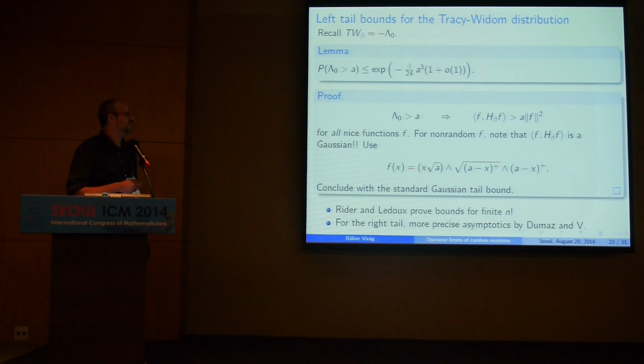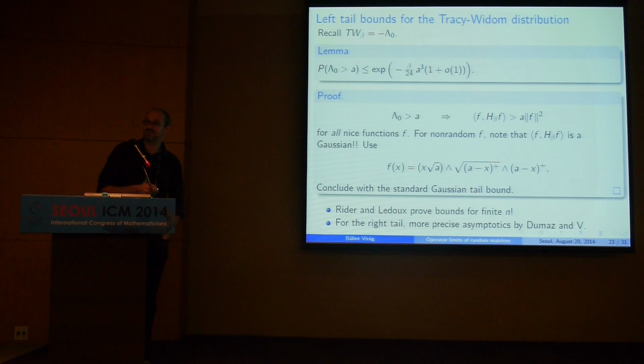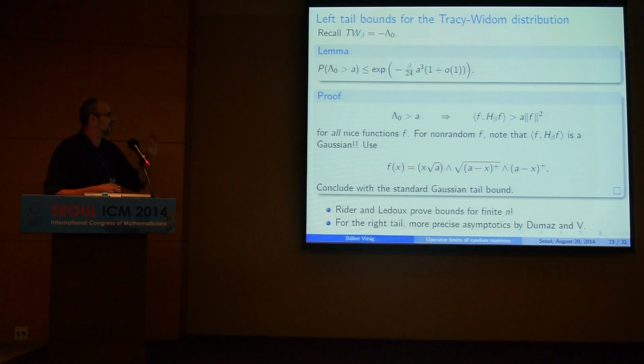So all you have to do is pick the right f. And I'll tell you what the right f is. Okay, this is the right f. So this is some solution of some variational problem. But you don't have to know the variational problem to verify this proof. Okay, you just plug in this f, do the computation, and you get the Gaussian tail bound, and it gives you this nice Tracy-Widom bound. Okay, so this is really a sort of two-line proof of some hard fact.